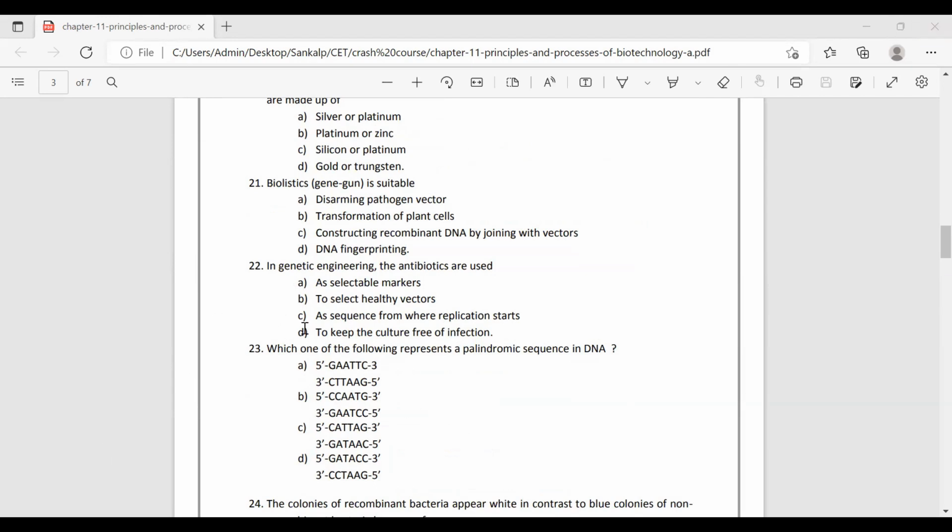Option D, ma'am. Option D, to keep the culture free of infection. Remember the steps of rDNA technology. At the last step, I told you why we will put antibiotics.